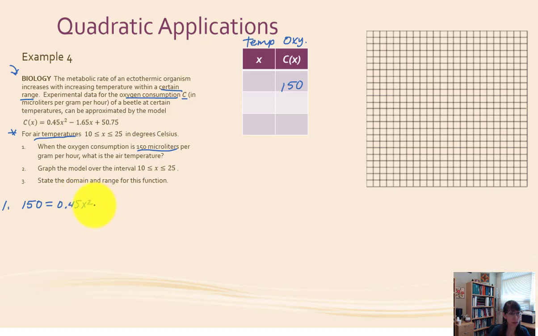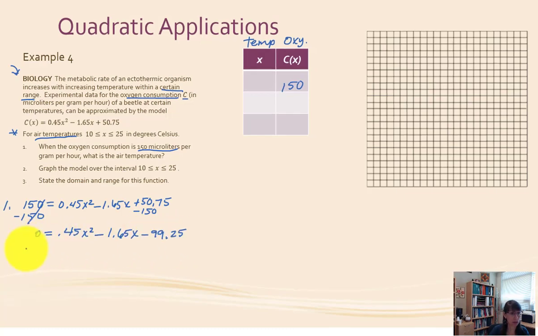0.45x squared minus 1.65x plus 50.75. We'll need to put this in standard form, and we can do that by subtracting 150 from each side of the equation. That leaves us 0 equals 0.45x squared minus 1.65x, and when we subtract 150 from 50.75, we're going to have negative 99.25. We'll use the quadratic formula to solve this quadratic equation.